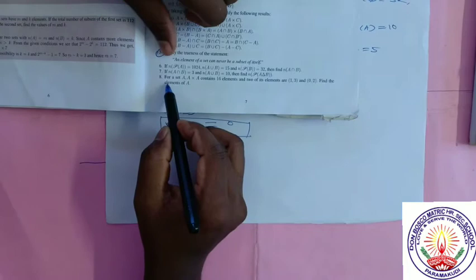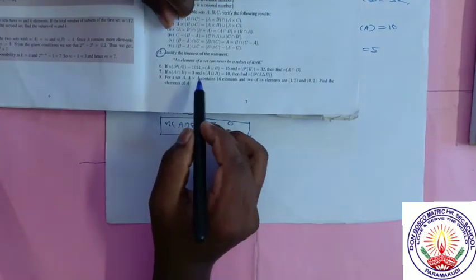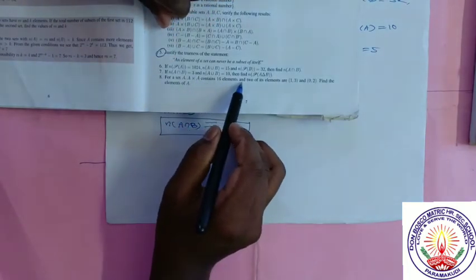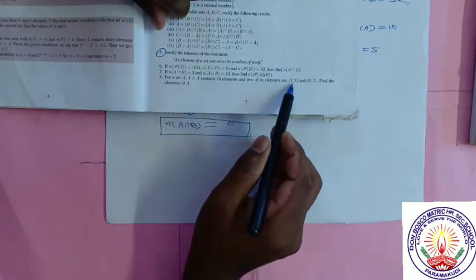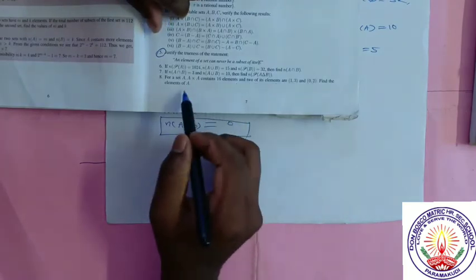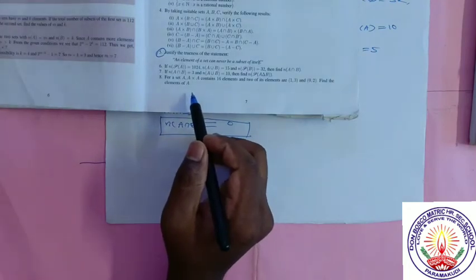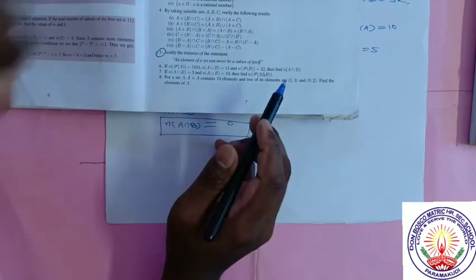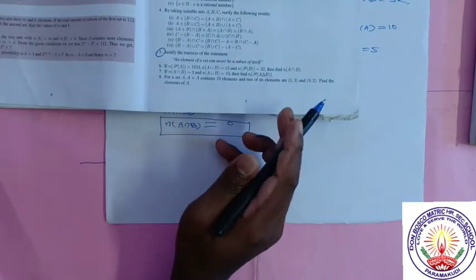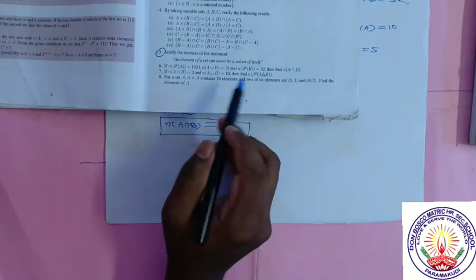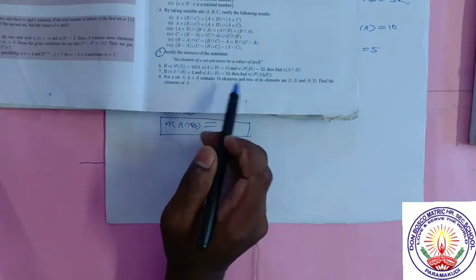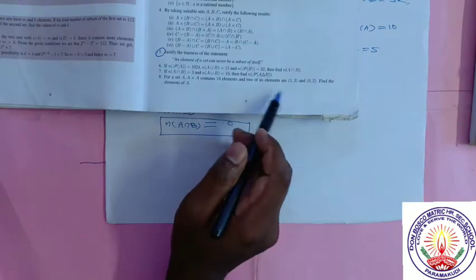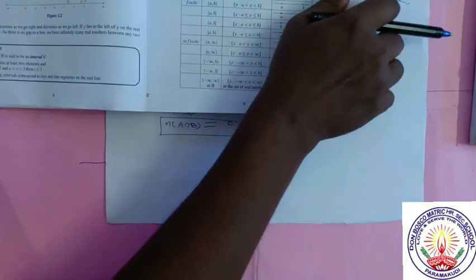For example, see question number 8. For a set A, A cross A contains 16 elements and 2 of its elements are (1, 3) and (0, 2). Find the elements of A. We have solved a question in the same manner in 10th standard. There the question was (0, 1) and (1, -1), like that they have given. The same question they have asked. Find the set A. If you have a doubt, you can ask me in the group, or if you have studied it in 10th standard itself, you can work it out by yourself.